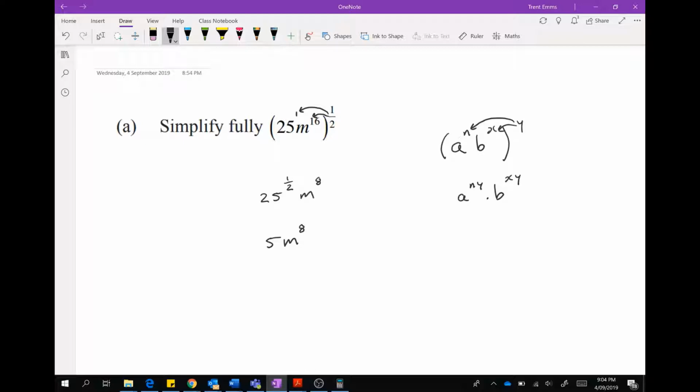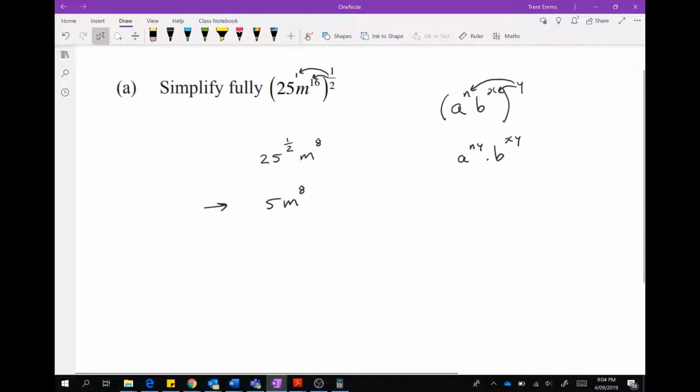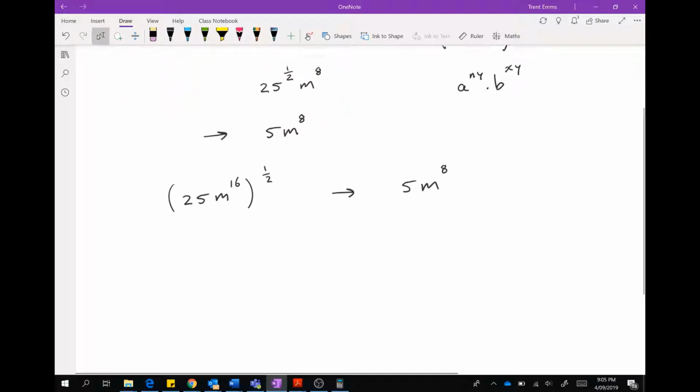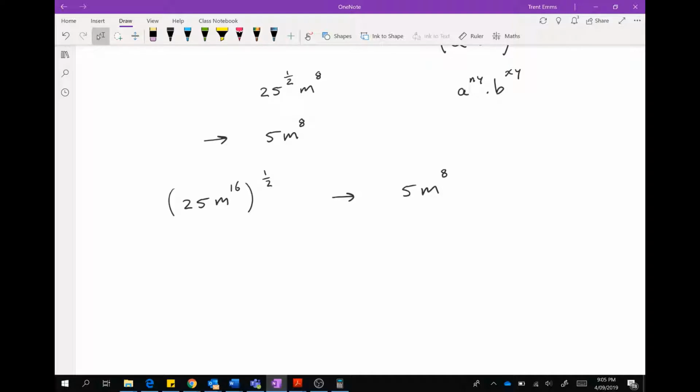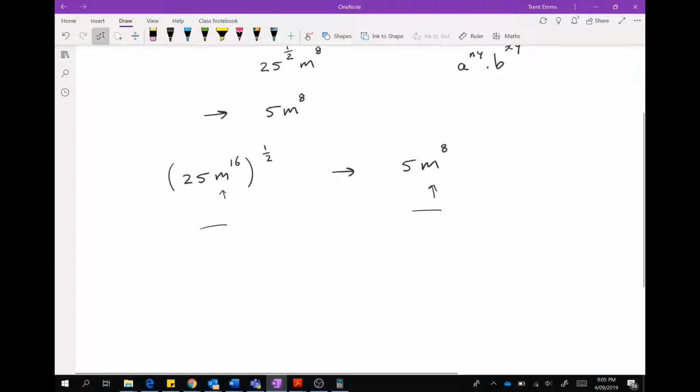I'm going to show you a wee trick just to know that you've done it correct in an exam situation, which is very handy. So let's just go back to what we started with, which was this here, 25m to the power of 16 all to the power of 1/2. And we're saying that it should simplify down to 5m to the power of 8. So a way we can check this is if we pick any value for m and plug it into here and calculate the answer, and put the same value for m into here and calculate the answer on our calculator, if the same result comes out for this and for this, we know that it's going to be correct.